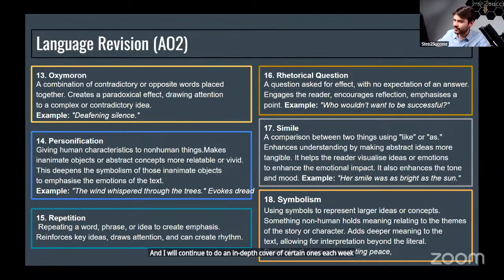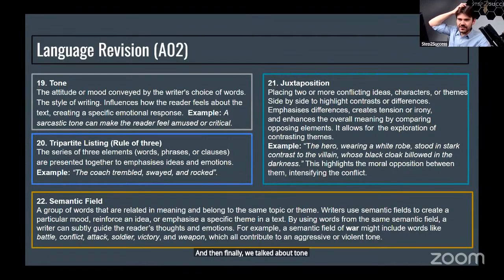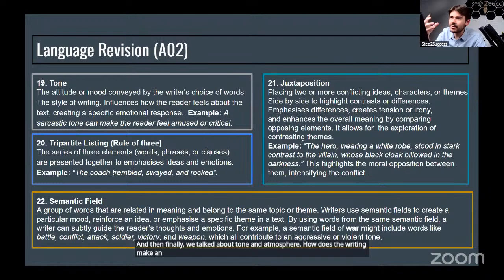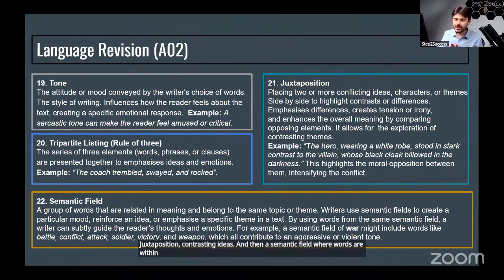So I keep coming back for those. And then finally, we talked about tone and atmosphere. How does the writing make an audience member feel? What does it make you think of? The rule of three, repeating, have a list of 3 things. Juxtaposition, contrasting ideas. And then a semantic field where words are within the same theme.